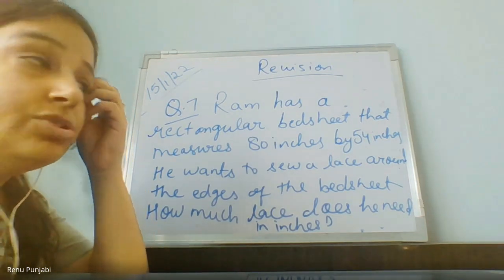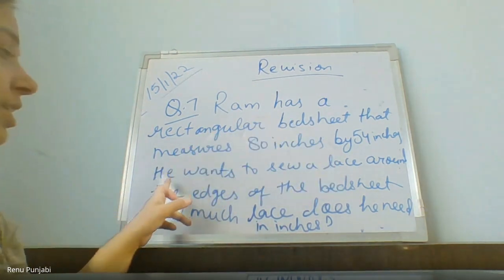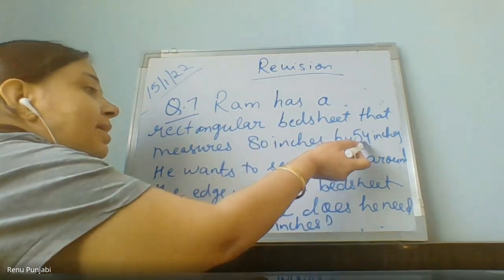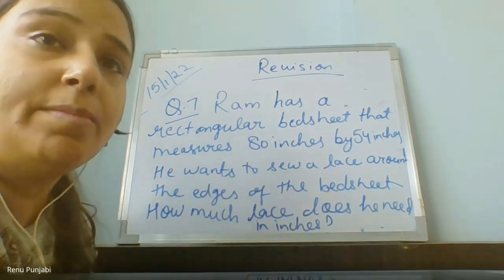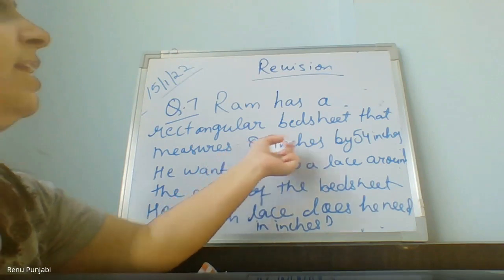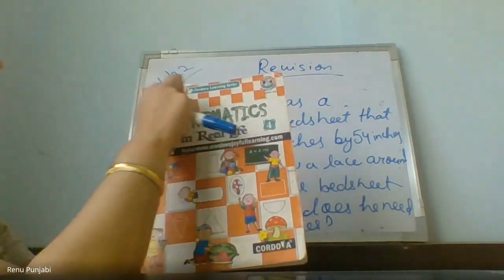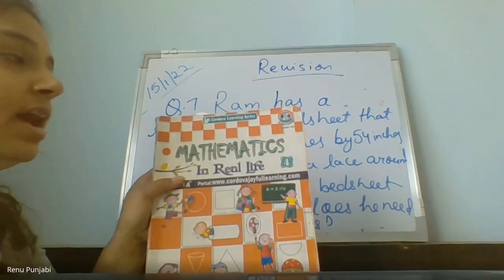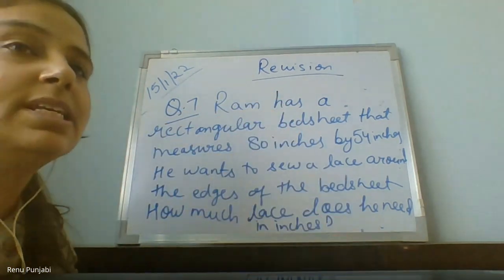Any doubt to write this question? Ram has a rectangular bed sheet that measures 80 inches by 54 inches, means length and breadth are given. He wants to sew a lace around it. Suppose this is the bed sheet, it is rectangular in shape. If it were 80 by 80, it would be a square bed sheet. Here 80 and 54 are different, so it is rectangular. I want to put lace around this bed sheet, so I need to find the perimeter, and then I will say this much lace I require.